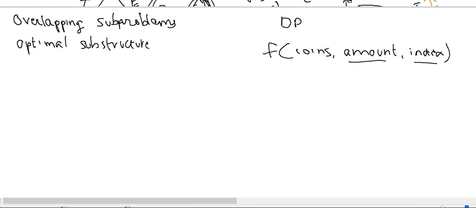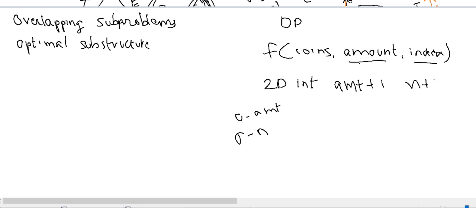So these two, right? That means you need a 2D table. Now, what are these parameters? It's an integer. So you need a 2D integer table. And what is the amount? The amount goes from 0 to amount, right? And this index goes from 0 to n, right? Because we were saying that if index is less than 0, that means we are done with all the elements. So here we'll represent that with index 0. So index goes from 0 to n. So we need a 2D array of size amount plus 1 and n plus 1.